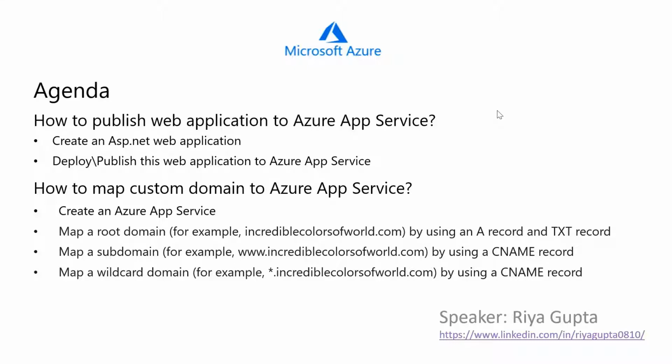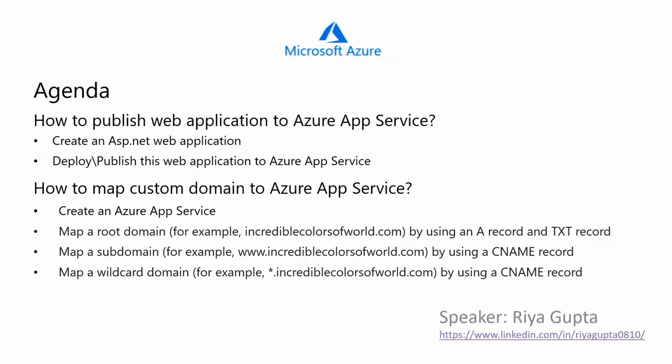We are going to perform three things in this lab. We are going to map a root domain that will be incrediblecolorsofworld.com by using an A record and TXT record. The second thing would be a subdomain mapping that will be done by using a CNAME record. The third thing we are going to perform will be wildcard domain, which will be *incrediblecolorsofworld.com by using a CNAME record.